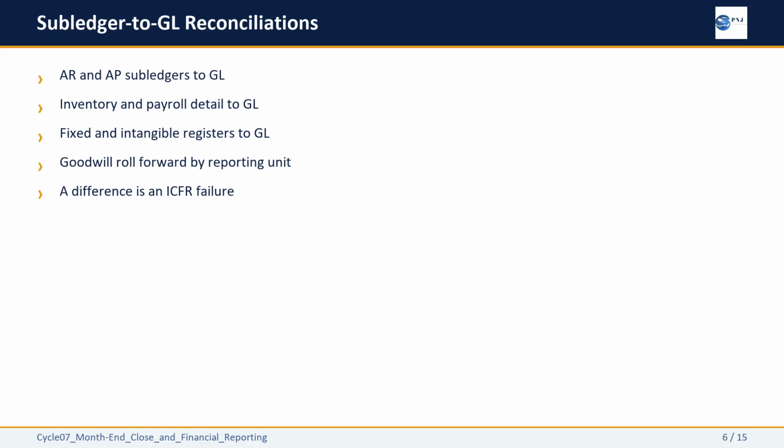The fixed asset register and the intangible asset register, abbreviated FAR and IAR, must agree to their GL accounts for gross cost, accumulated depreciation, and net book value. Goodwill is rolled forward by reporting unit. Here is the rule you must remember. A subledger to GL difference that is not resolved before the close is an ICFR failure, meaning a failure of internal control over financial reporting.